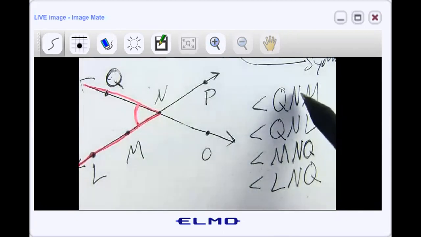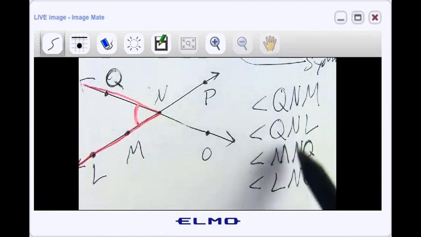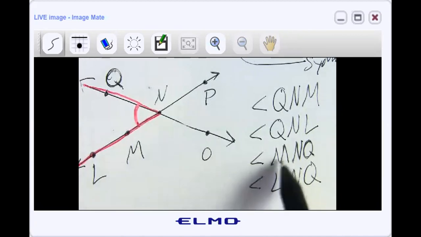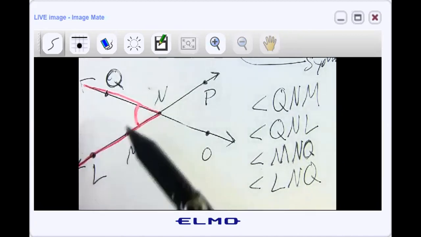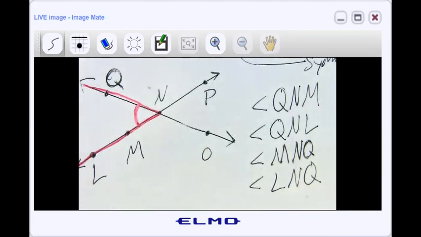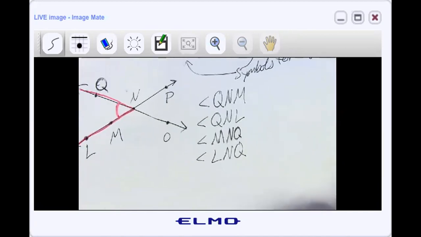If I had said, hey guys, go put a dot on any one of these 4 angles, everybody would have put the dot in the same spot. They would have said, oh, MNQ. This is the angle she's talking about. Yes. Okay, so that's method 1, using 3 letters, making sure that the vertex is your middle letter. Okay? Got it. The second method is actually one of my personal favorites, but you can't use it all the time, unfortunately. So here is what's up with method 2.